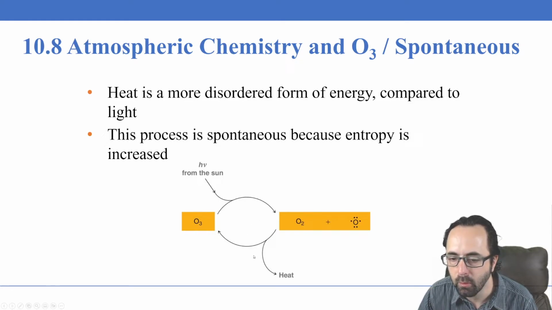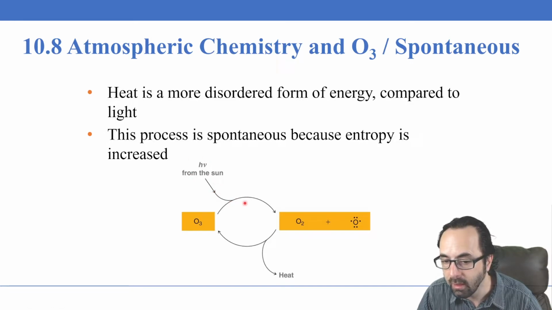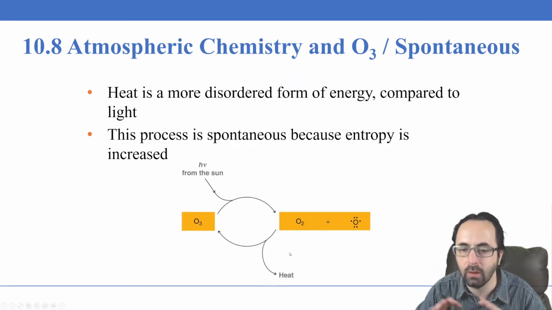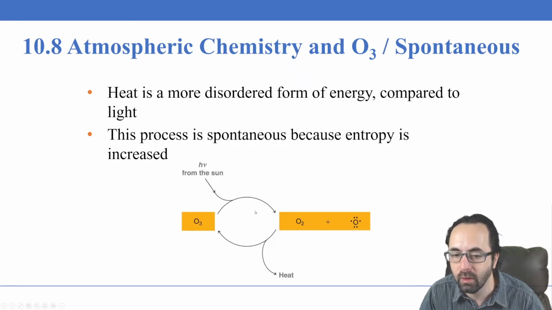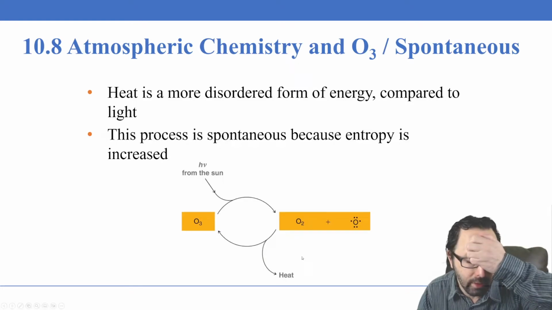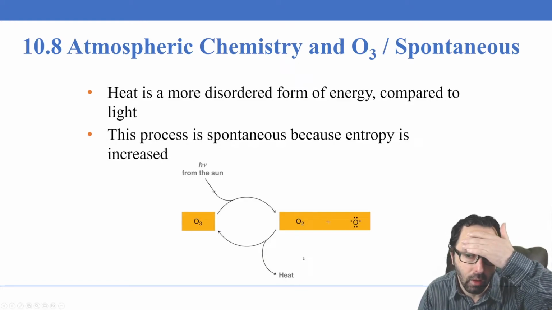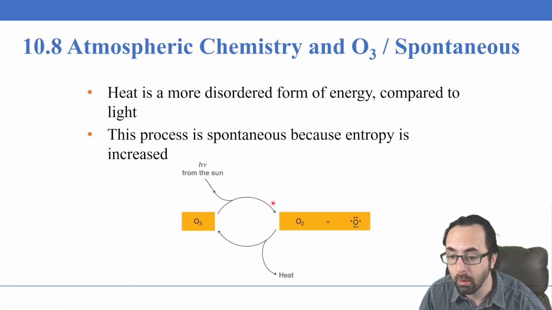So what comes in here is UV light, and what comes out is heat. And so that energy is kind of spread out. So instead of having this very intense photo energy that can break our bonds by hitting us with this UV light, it's dispersed here as heat in the atmosphere. And this process is spontaneous because we have entropy increased here, going from one molecule to two.